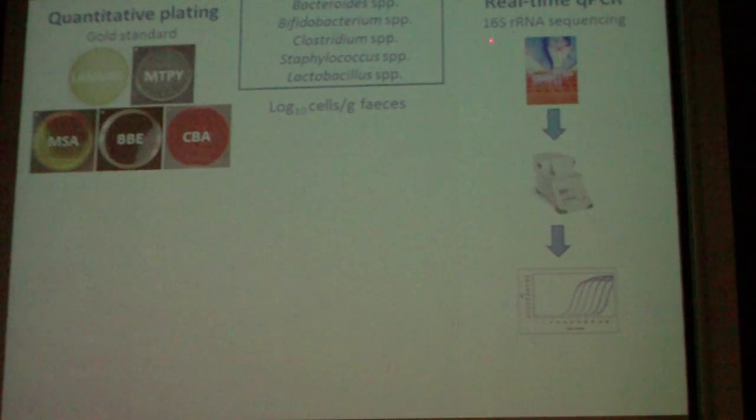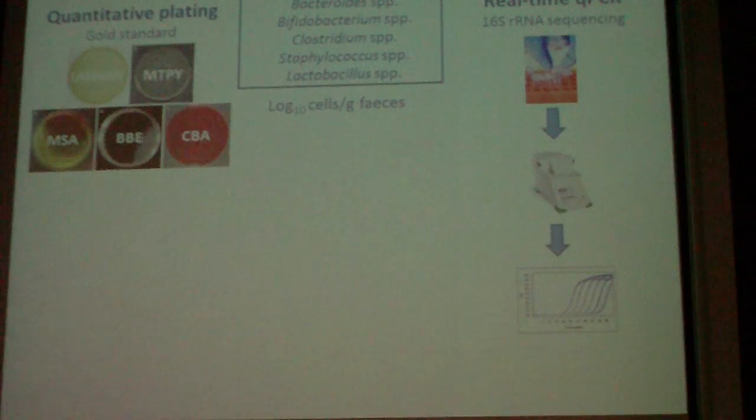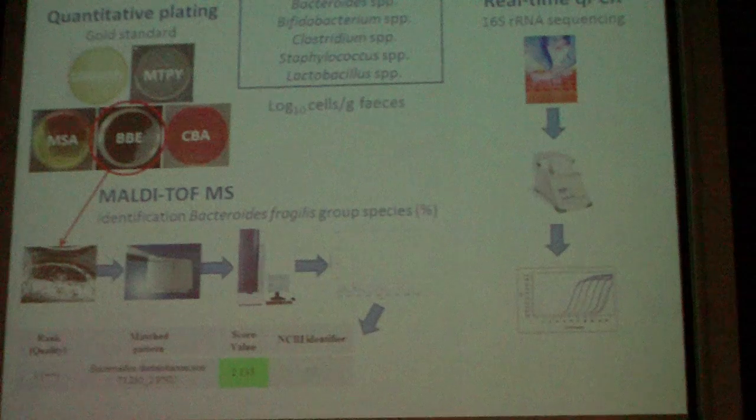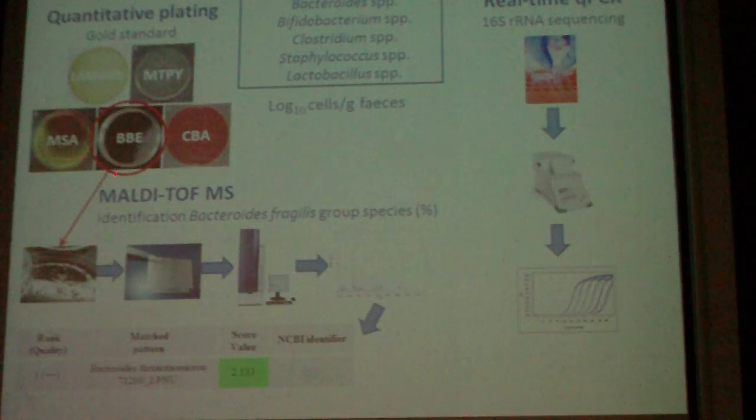We focus on the 16S ribosomal region of all bacterial sequences, and we use primers and probes to detect a specific bacterial species, and eventually it was also expressed in log cells per gram feces. Additional to quantitative plating, we use MALDI-TOF-MS, which is a technique in which the protein structure of a specific bacterial species is detected. So we focus on the identification of Bacteroides fragilis. So this is the medium for Bacteroides. And then we detected Bacteroides fragilis group subspecies and expressed it in percentage. So this method is easy, and eventually a database is inserted into the device, and it gives us a certain species and a score value of the presence of the species in the sample.